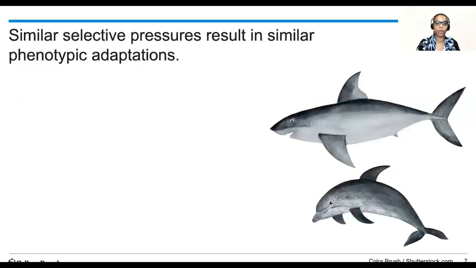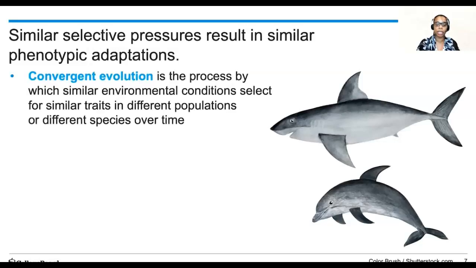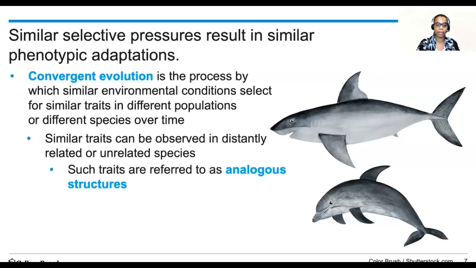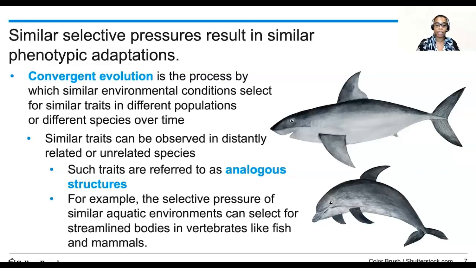Similar selective pressures result in similar phenotypic adaptations. Convergent evolution is a process by which similar environmental conditions select for similar traits in different populations or different species over time. Similar traits can be observed in distantly related or completely unrelated species. Such traits are referred to as analogous structures. For example, the selective pressure of similar aquatic environments, like what we see to the right, can select for streamlined bodies in vertebrates like fish and mammals.